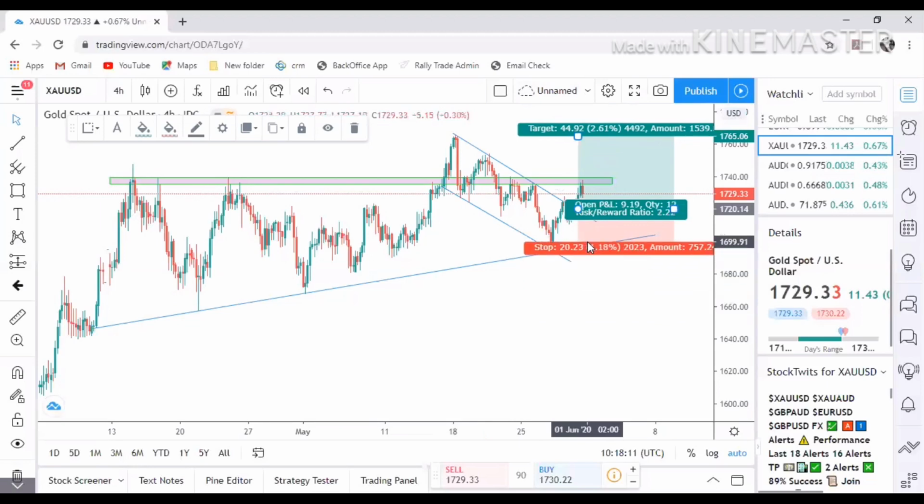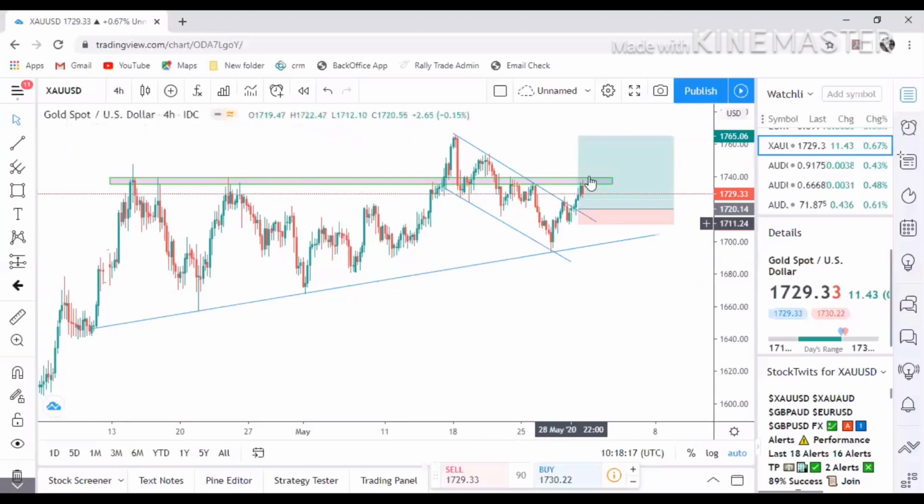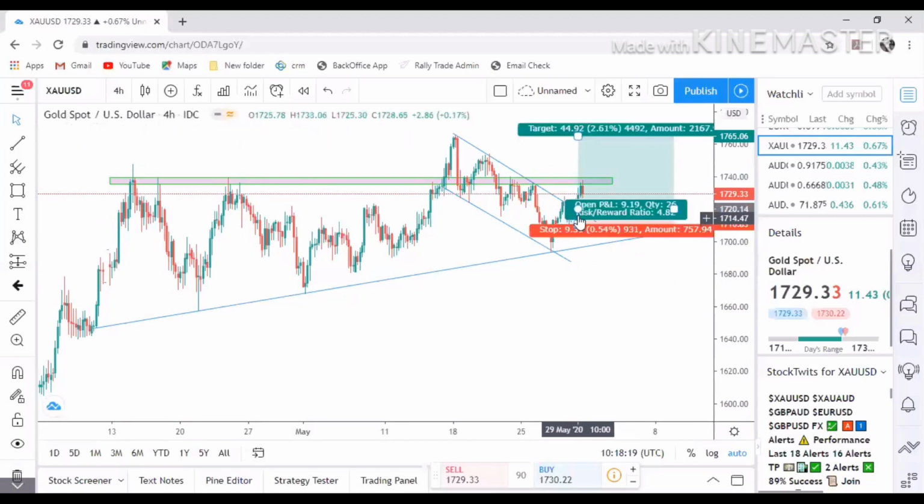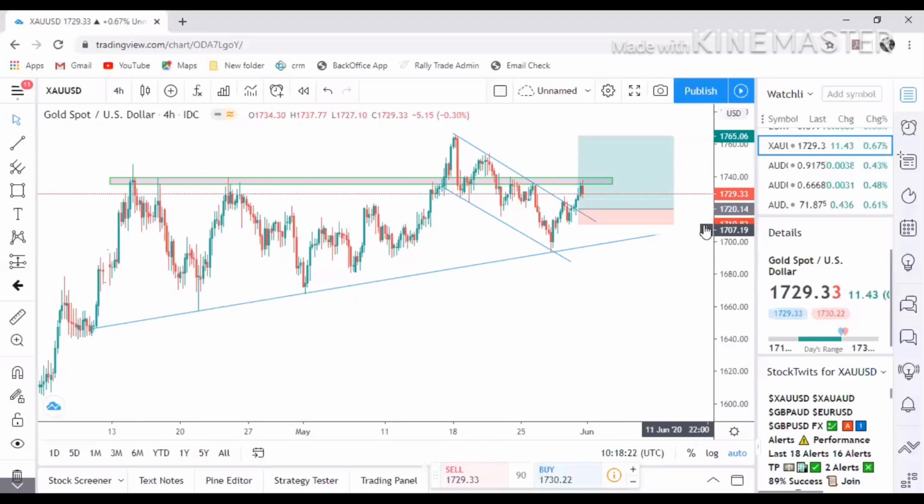And then stop loss a little bit below the broken trend line. So this is what it's going to look like. I'm going to enter when price comes here, and price comes here, and I'm going to go long and take my profit at the next resistance zone. My stop loss below this broken trend line. So guys, that's it for gold analysis.